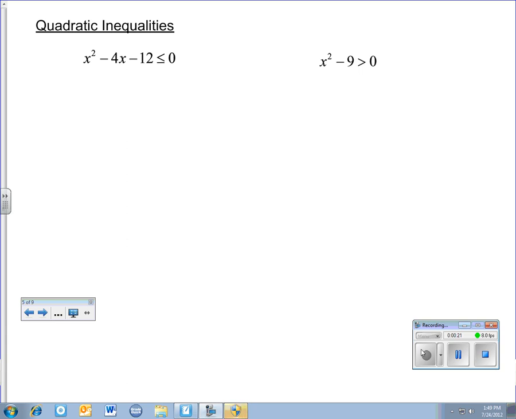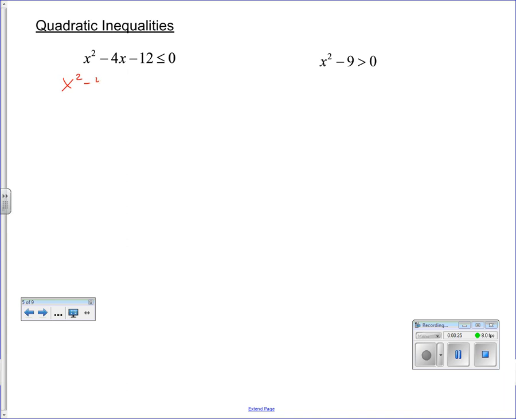I kind of want to pretend it is equal to 0 for now, so I'm going to rewrite it equal to 0: x squared minus 4x minus 12 equals 0. I'll come back to that inequality sign later. Quadratic equations we solve by factoring. So let's see, this is x minus 6 and x plus 2 equals 0. X minus 6 equals 0, x plus 2 equals 0. We get x equals 6 and x equals negative 2.